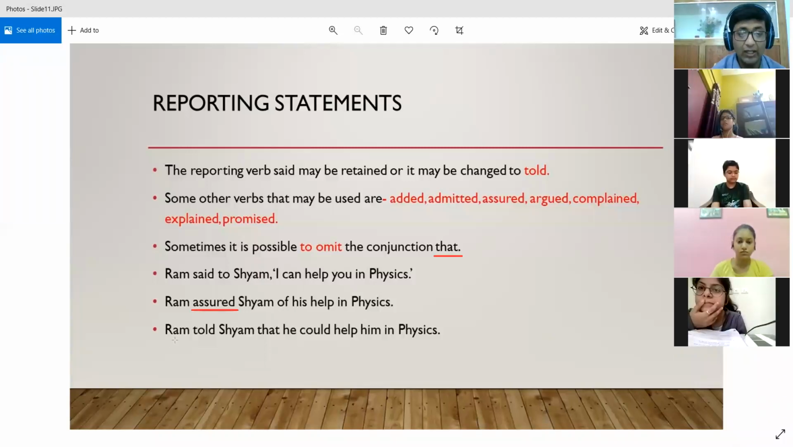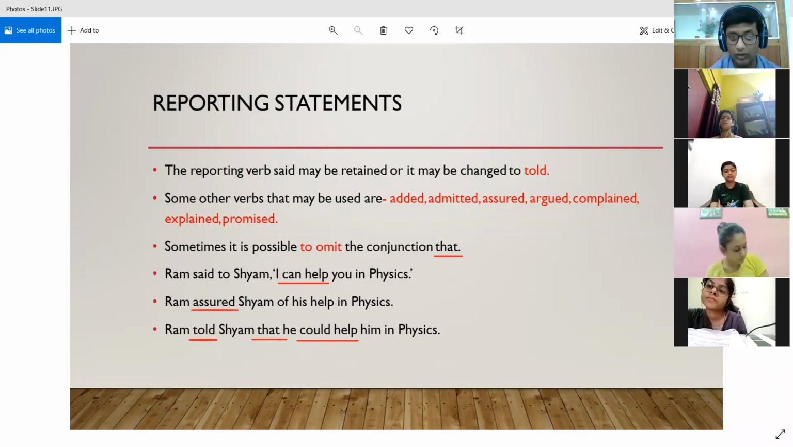Now see this one, Ram told Shyam. So now if we come back to our traditional style where we use told and said, then you can find that is present, right? Because you can see that can help was present over here. So we have used could help over here, right? But over here you will find that the entire style has been changed. We are not using could also. We are not using that also. We have said Ram assured Shyam of his help in physics. But if we write this way, we can write Ram told Shyam that he could, because can is the modal, so it has changed into could, help him in physics. All right. So this is also the way we can do it.